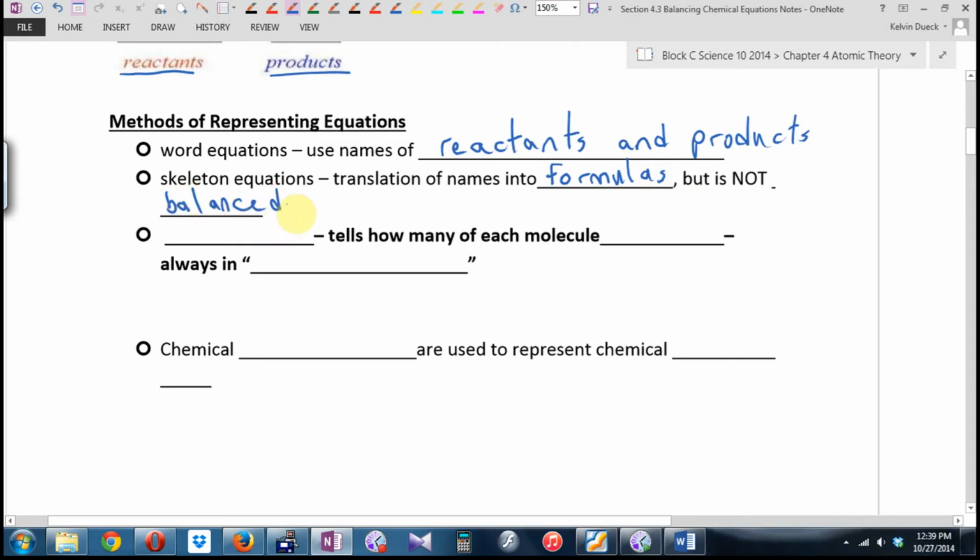You don't have the same number of H's on either side. You don't have the same number of C's on either side. You don't have the same number of nitrogens on either side. You've got the setup, and then you have to balance it.